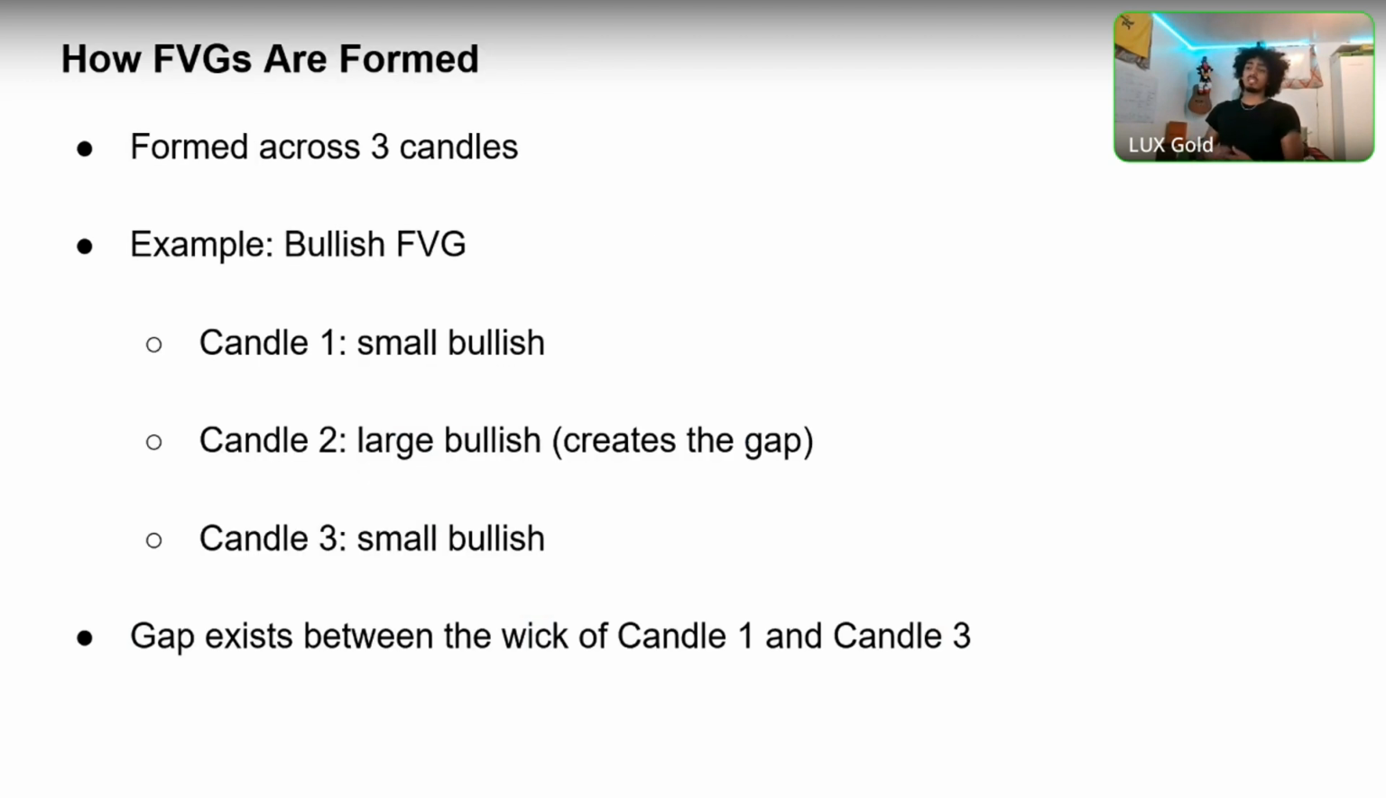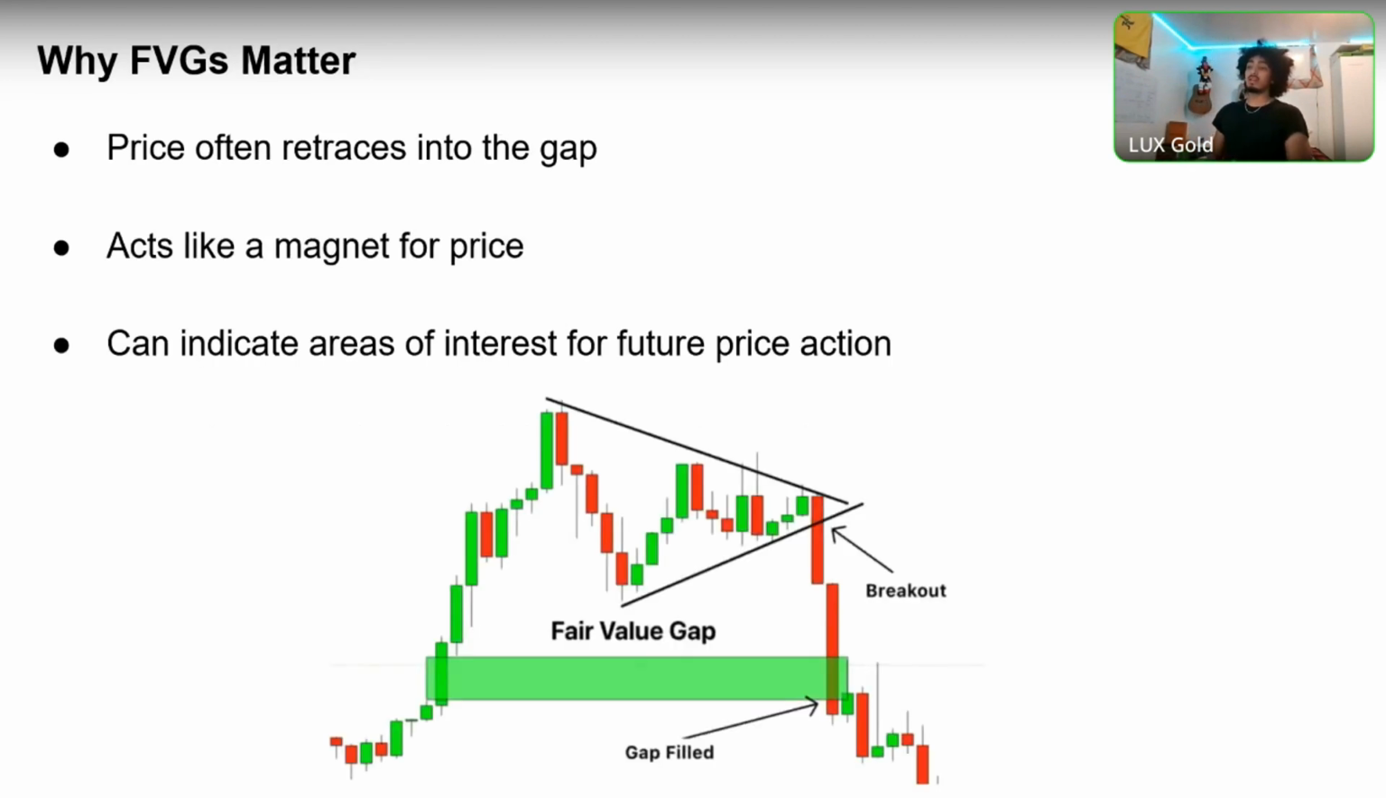So how are they formed? Basically, what I just said. You have a candle followed by a long candle followed by another candle. But the long candle in the middle creates that gap in between those wicks. That's what we call the fair value gap. It's pretty simple, and it can happen, like I said, up or down in either direction. So why do these fair value gaps matter?